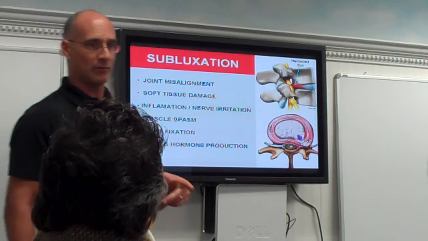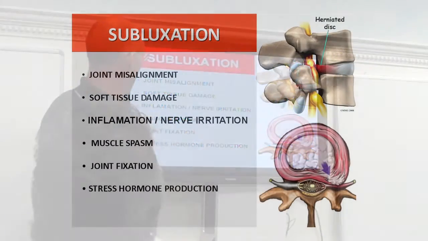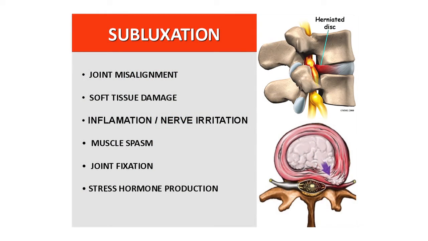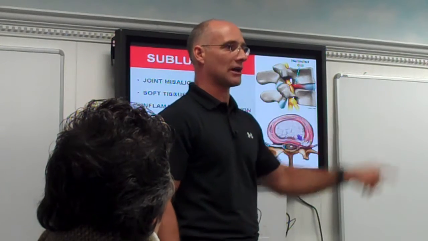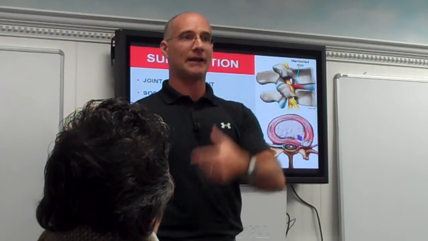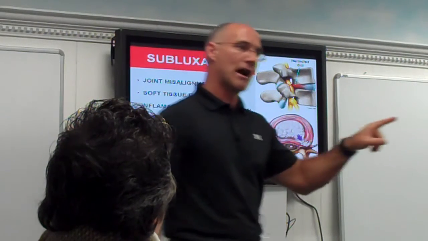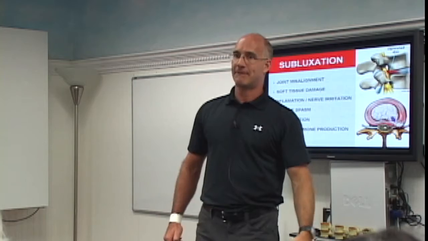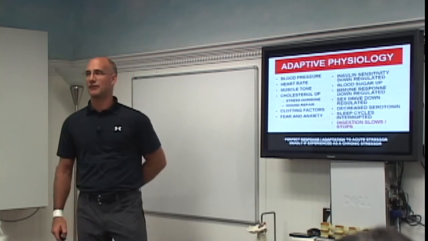Is that double stupid or triple stupid? Okay, so now you don't even have the warnings that you're doing it. So muscle spasms, because your smart body's protecting that from happening, and you get joint fixation, and then you release stress hormones. So watch this. You release stress hormones in your body, which drives your body away from that parasympathetic rest, repair, reproduction, digestion, and drives you into what? Sympathetic fight or flight. Okay, so stress response. This is what happens to you in adaptive physiology.